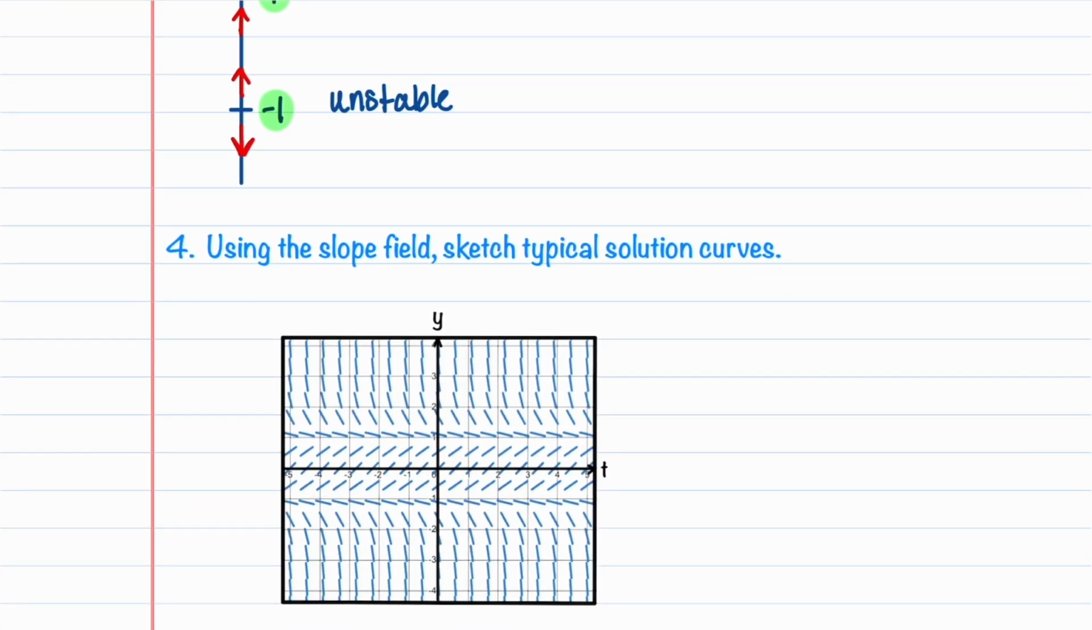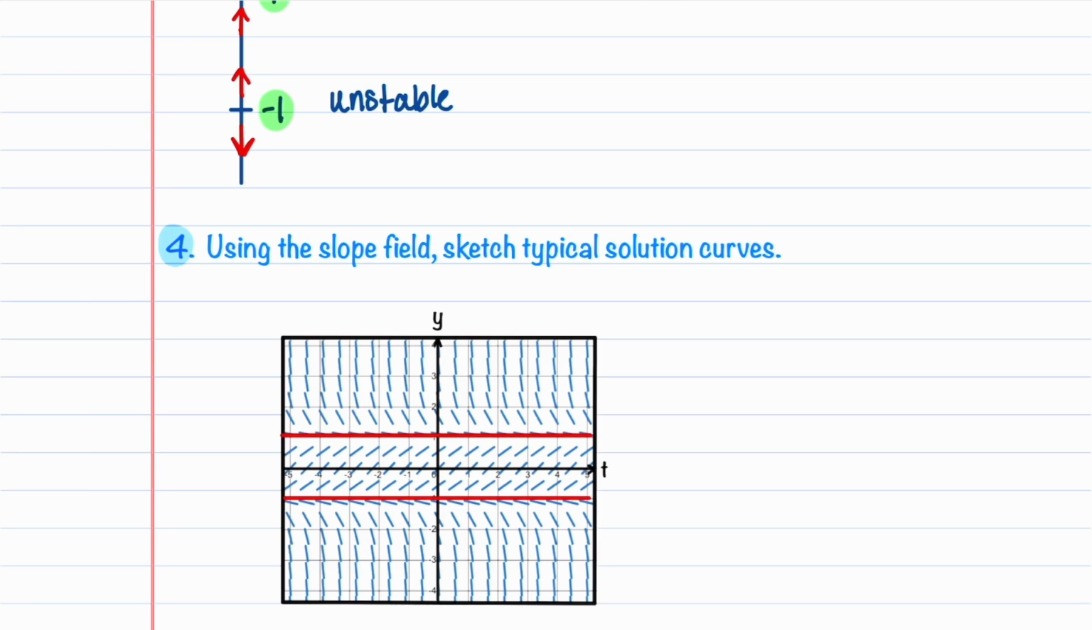Now what we're going to do is put all of this together and sketch some solution curves. I drew this slope field on Desmos. It's a free graphing calculator, and it makes really nice slope fields. Let's start by drawing our equilibrium solutions. Our equilibrium solution where y is equal to 1, that's this line right here, and then we have y is equal to -1, and that's that line right there.